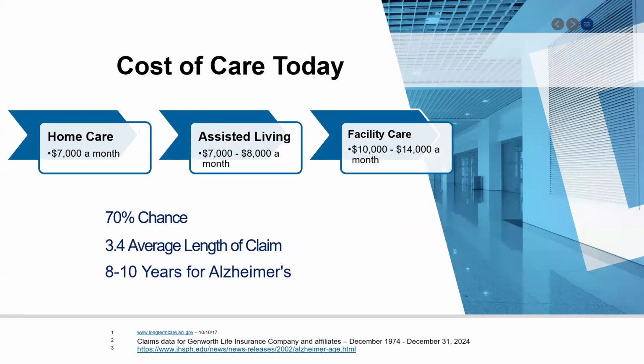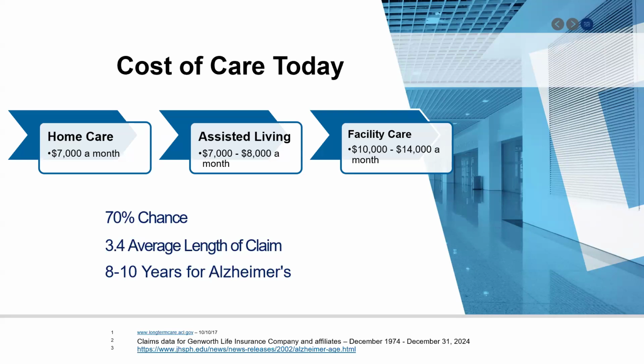I think it's super important to then transition into what is the cost of care today, right? And these care costs are really going to range depending on where you are in the country and what environment you're talking about. These are just some typical averages, right? So home care on average, about $7,000 a month for home care. Assisted living, $7,000 to $8,000 a month, and then facility care, $10,000 to $14,000 a month for a facility care environment.